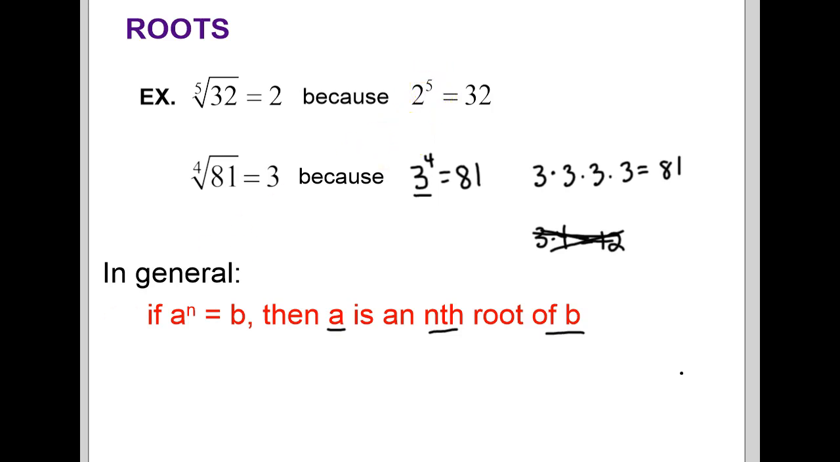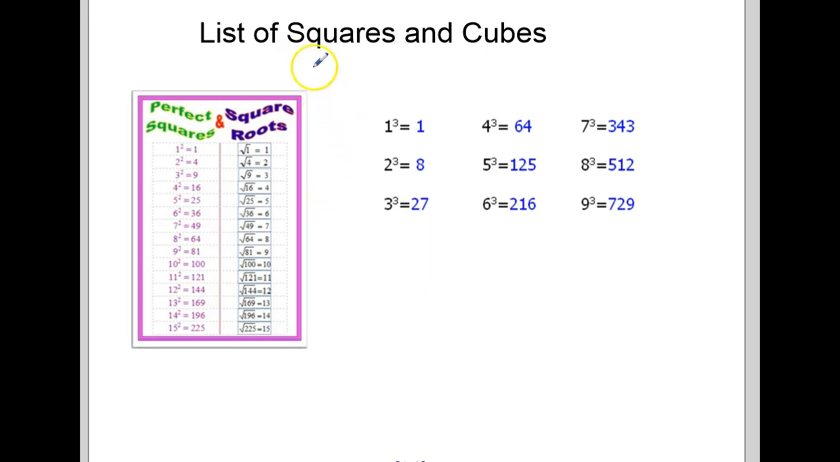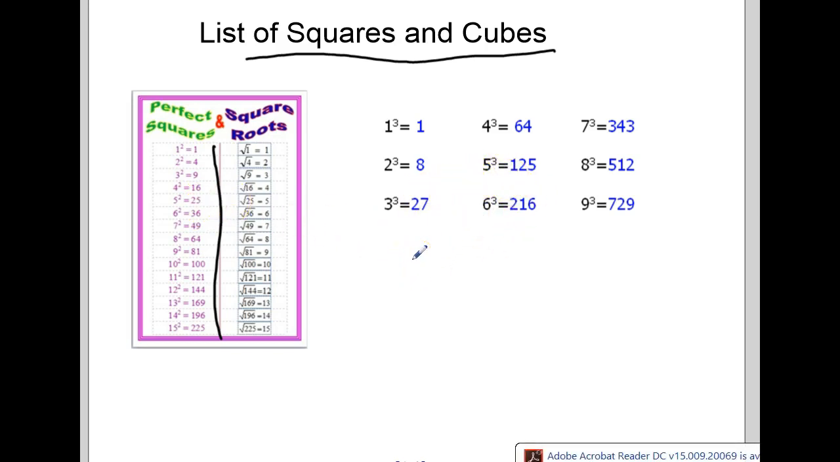Okay, let's talk about the meat and potatoes. You are going to need to know the list of squares and the list of cubes. So get in the habit of looking for these numbers: 1, 4, 9, 16, 25. Look for your perfect squares, and get in the habit of looking for your perfect cubes, which you should be becoming more familiar with.